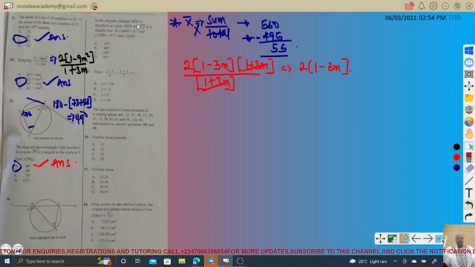The next question: the diagram is not drawn to scale. In the diagram, triangle MNR is inscribed in a circle, and PQ is a straight line. This and this is a straight line. If the measure of angle MRN is 41, this angle is 41 for you to see clearly, and this one here is 141. Then the examiner asked me to find QNR. Let's keep this angle here.